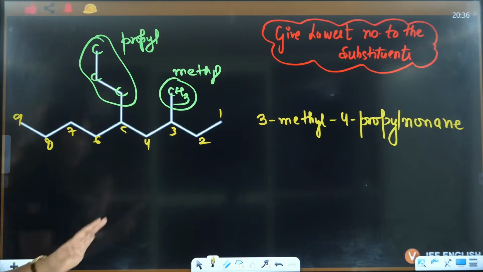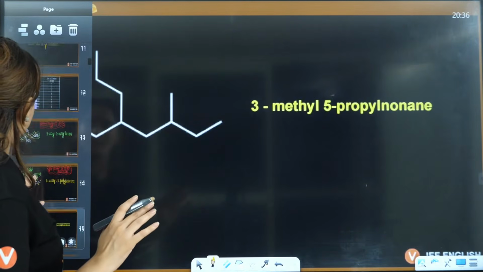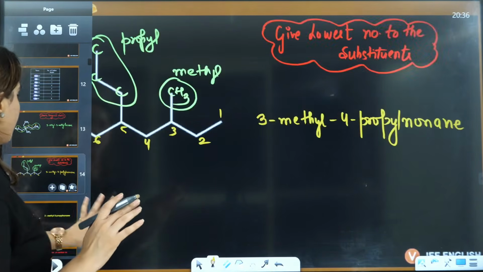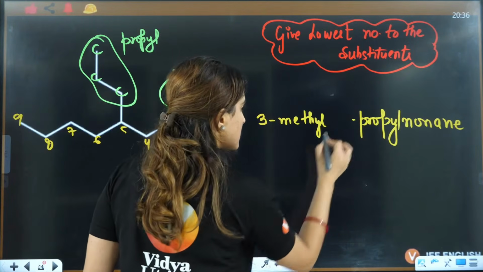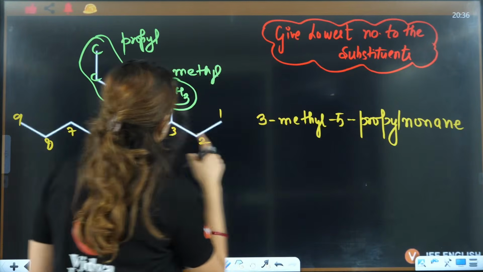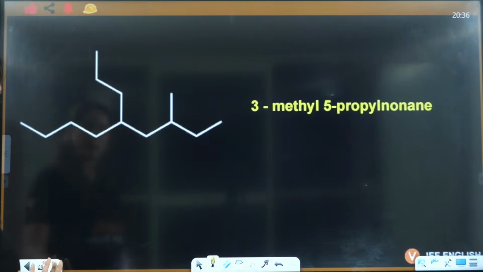Right, everybody? Very good. Wait a minute, have I written 4 here? No, it should be 5 here. Yes, it should be 5. So 3-methyl, 5-propyl, nonane.